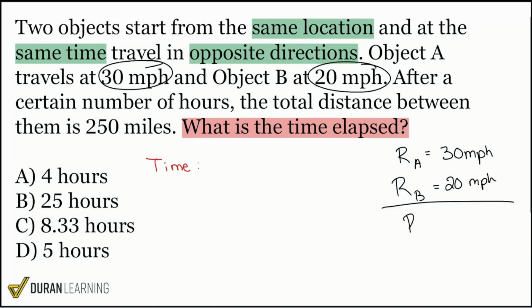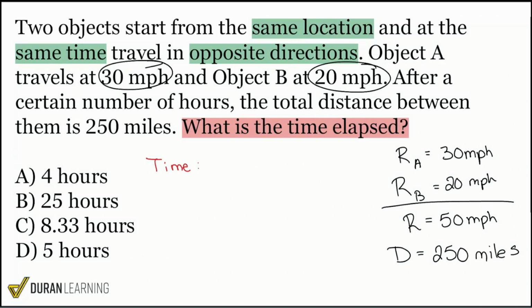So the true rate, when we consider both objects moving together, the true rate at which they're moving apart is 50 miles per hour. Let me keep that there on the side and bring everything else back here. So we left off here. Let's keep reading. After a certain number of hours, again, the time that we're looking for, the total distance between them is what? 250 miles. So we have our rate being 50 miles an hour, the total distance at the end of it all being 250 miles, excuse me.